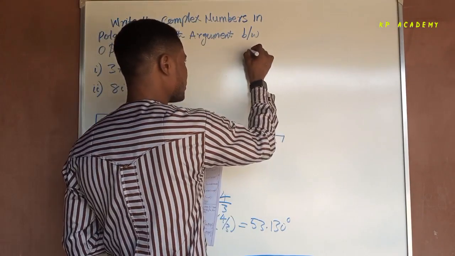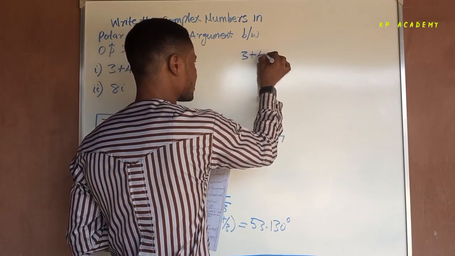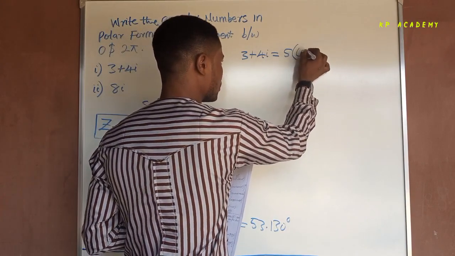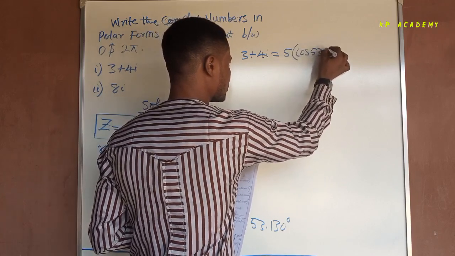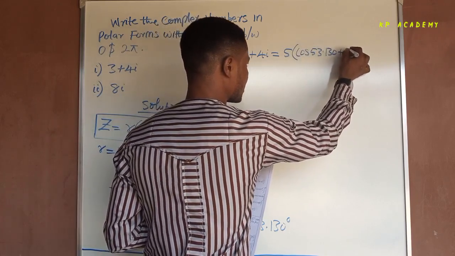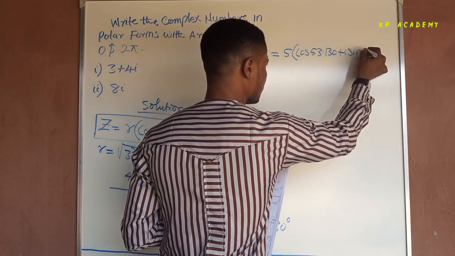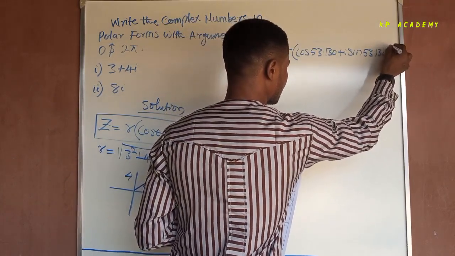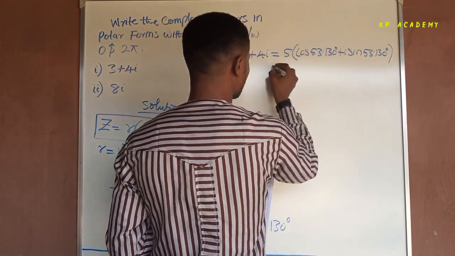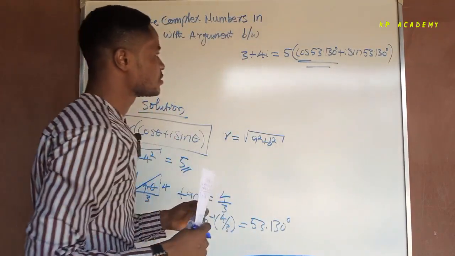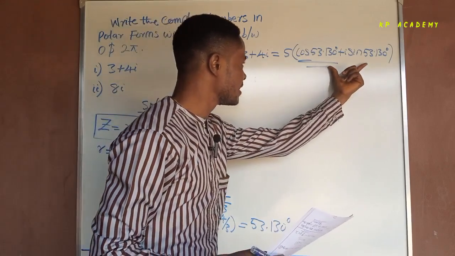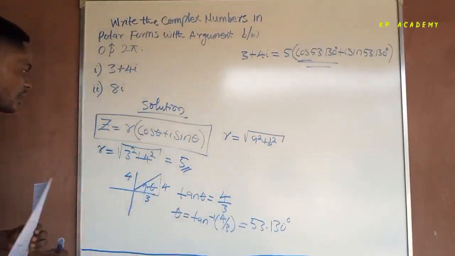Therefore, 3 plus 4i is equal to 5 into cos 53.130 plus i sine 53.130 degrees. All right. So that's it. So this complex number in the basic form, this is its polar form. It's as simple as that.